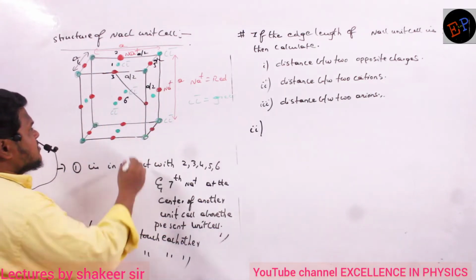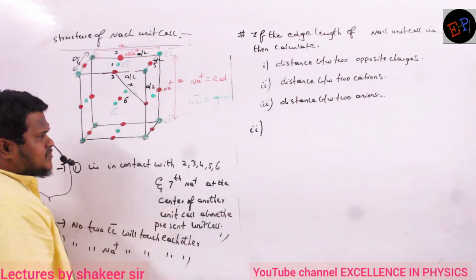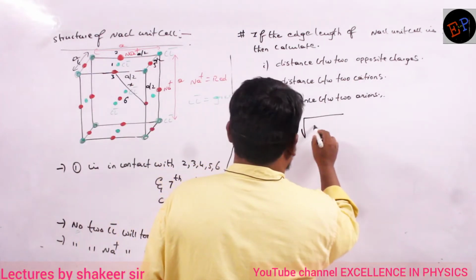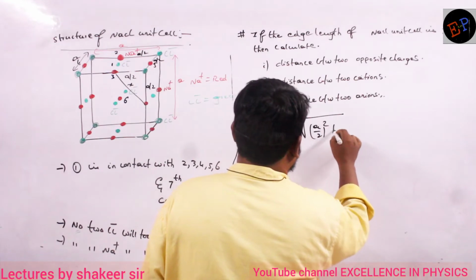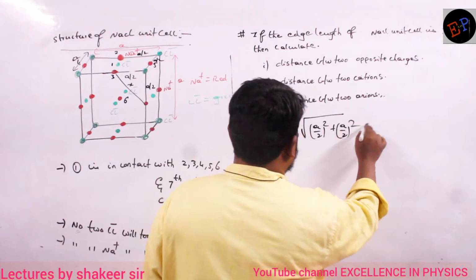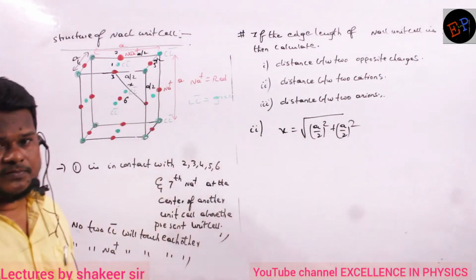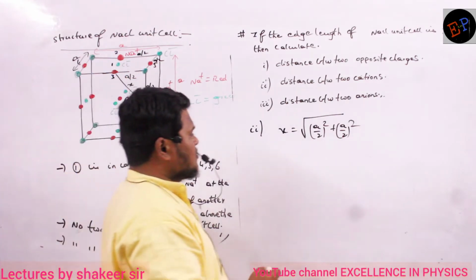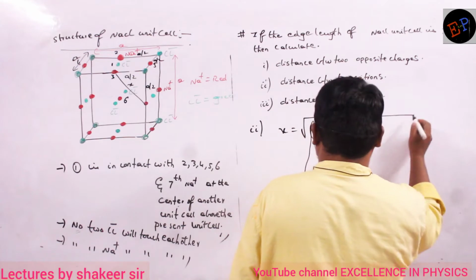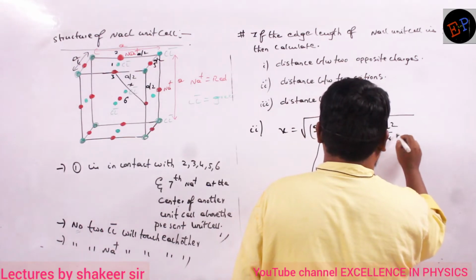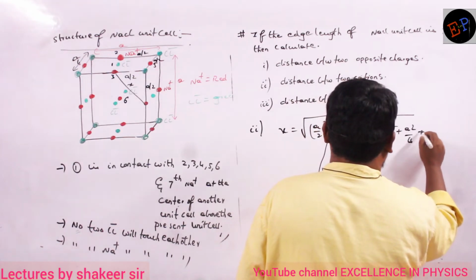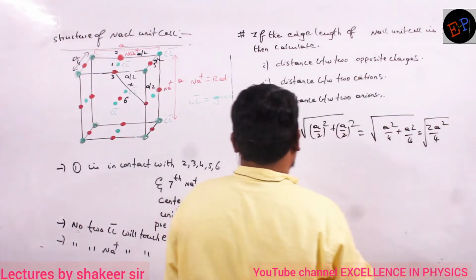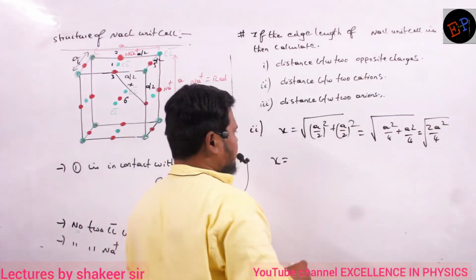So how much will be that distance? Let us call that distance x. So how can I calculate the x value? The x value is equal to the square root of (a by 2) whole square plus (a by 2) whole square. Pythagoras theorem. A right angle triangle is formed, no? Then apply it. So it is equal to the square root of a square by 4 plus a square by 4, so root of 2a square by 4. Clear?